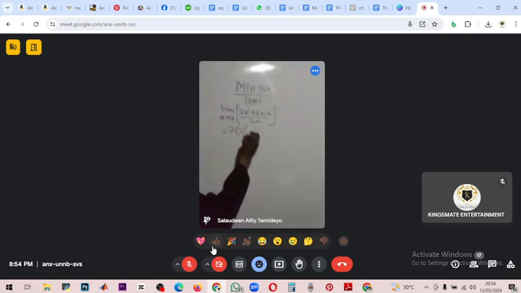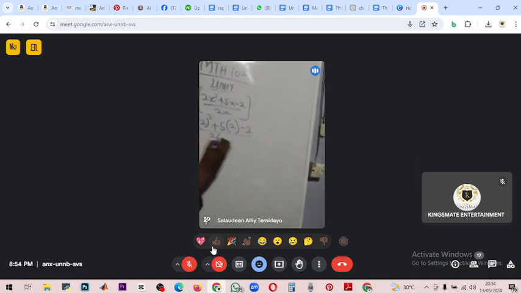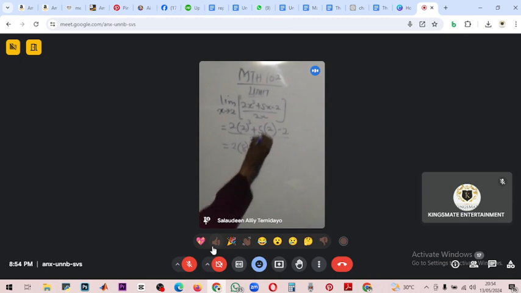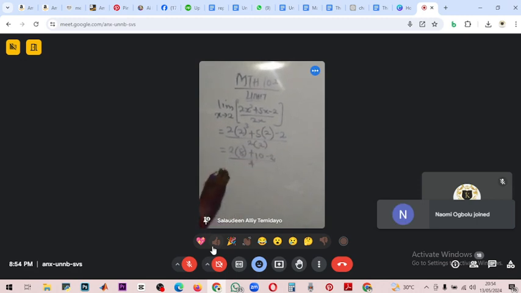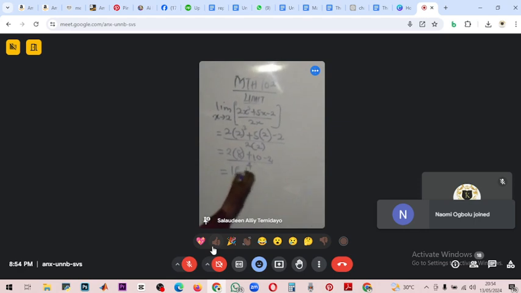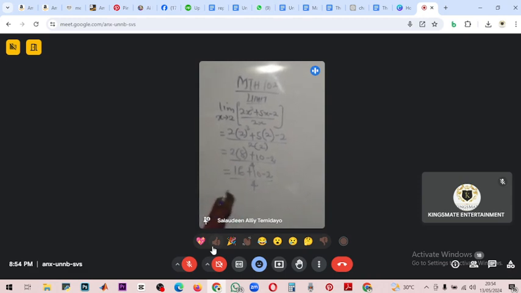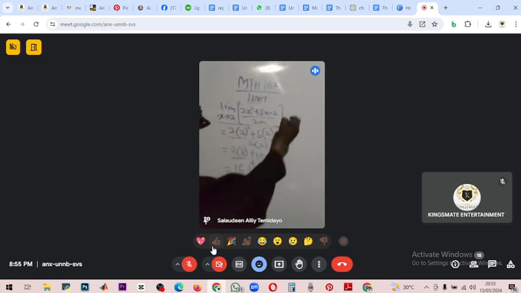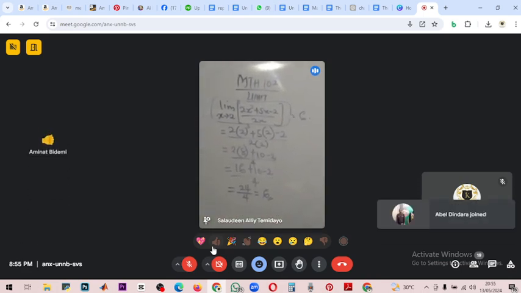So that's 2 times x, which is 2 raised to power 3, plus 5 times x, which is 2, minus 2 over 2 times x, which is 2. Here now we have 2 times 2 raised to power 3, which is 8, plus 5 times 2, 10, minus 2 over 2 times 2, that is 4. So we have 2 times 8, that is 16, plus 10 minus 2 over 4. Then 16 plus 10 is 26, minus 2, that's 24 over 4. Then that is giving us 6. So the value of this limit is going to be 6. As we just replaced it, that means the replacement theorem.